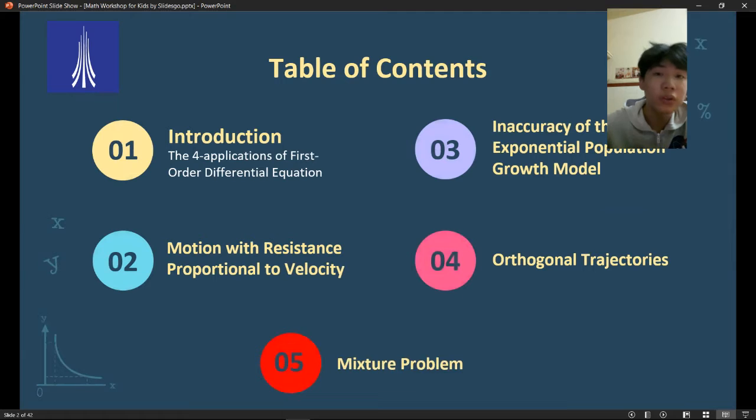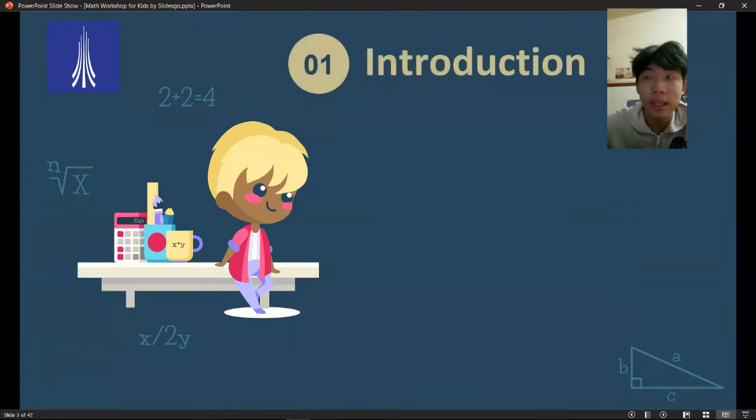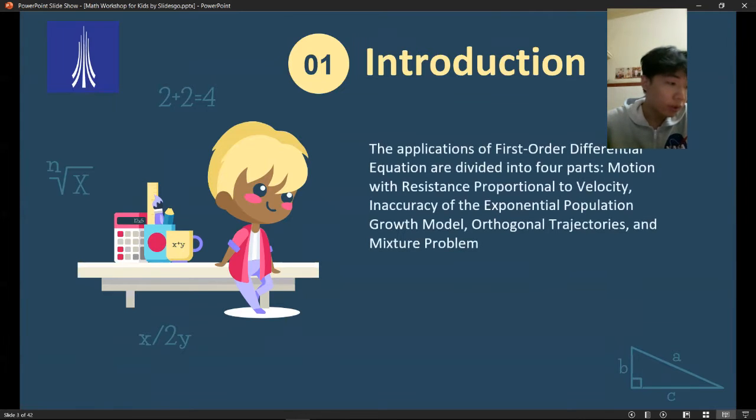So let us move on to the first part, which is the introduction. The applications of the first order differential equations are divided into 4 parts: the motion with resistance proportional to the velocity, the inaccuracy of the exponential population growth model, the orthogonal trajectory, and the mixture problem.